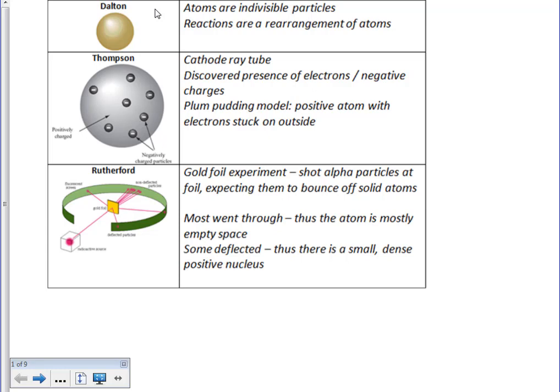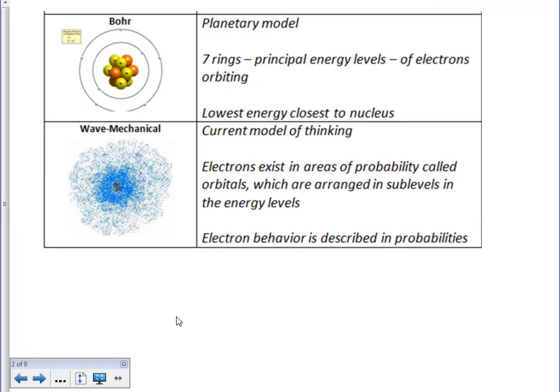However, the ones that were deflected or reflected told us that there was somewhere in there some small, dense, positive piece which we identified as the nucleus. The next model we came out with was the Bohr model, also known as the planetary model. Okay, we talked about the 7 rings.